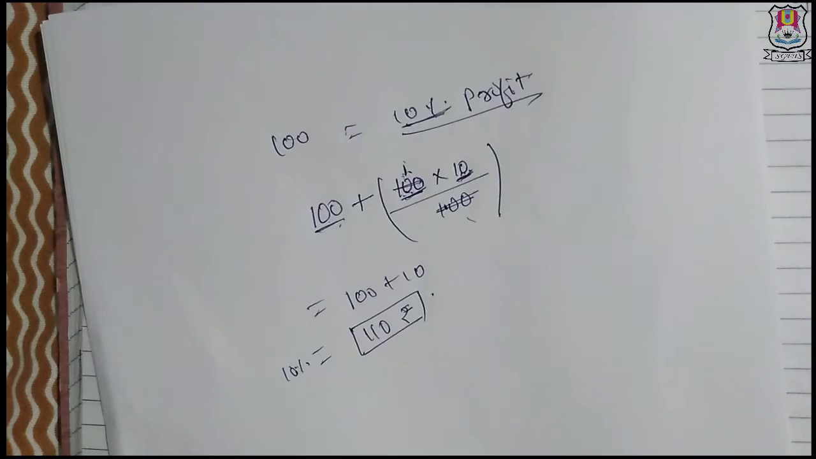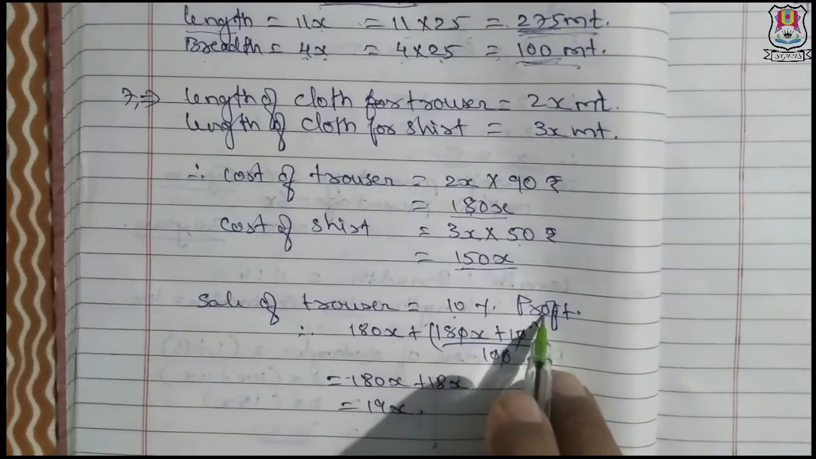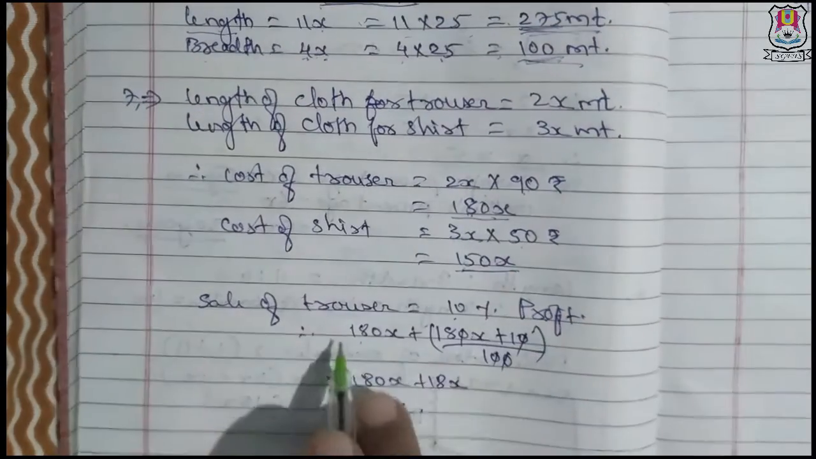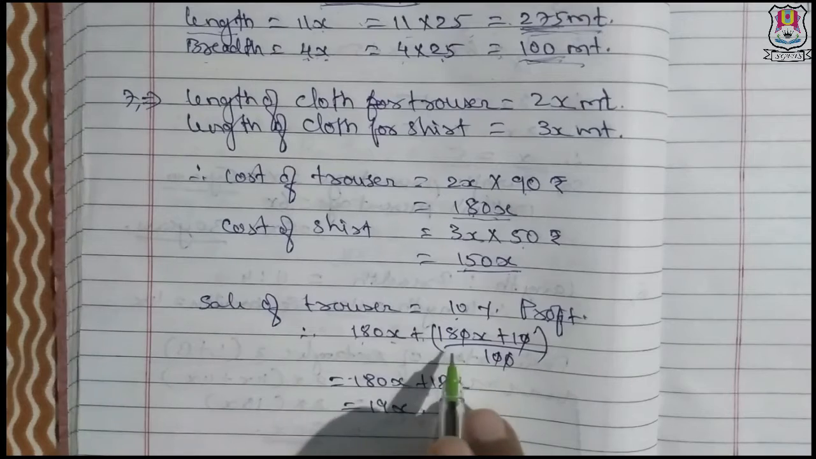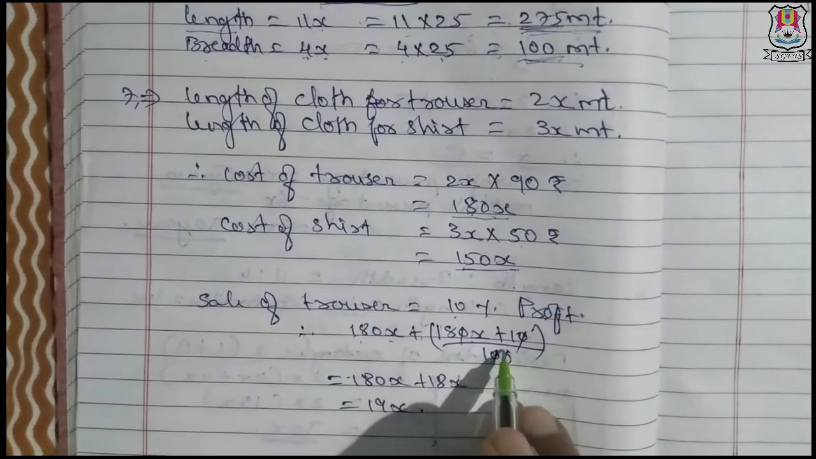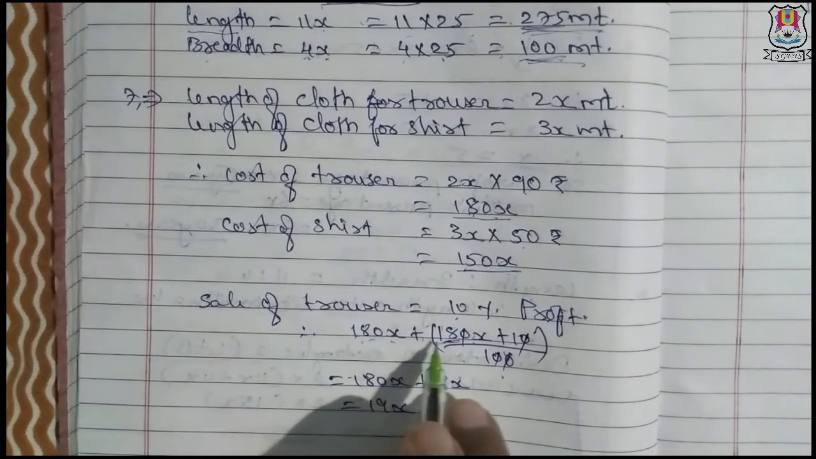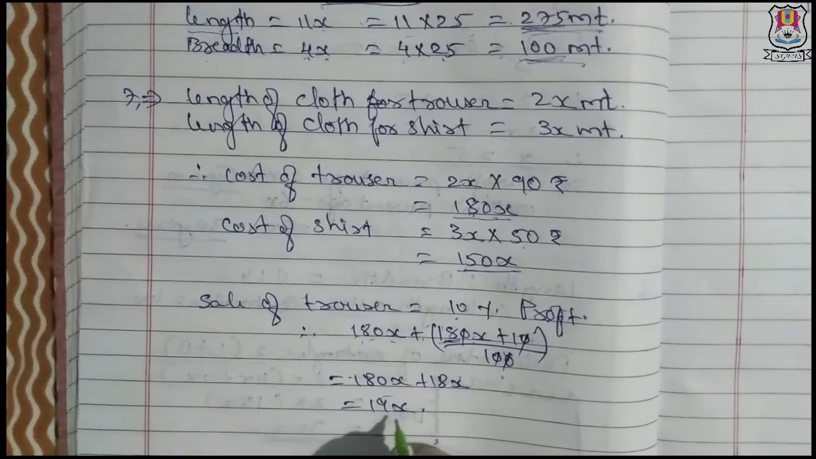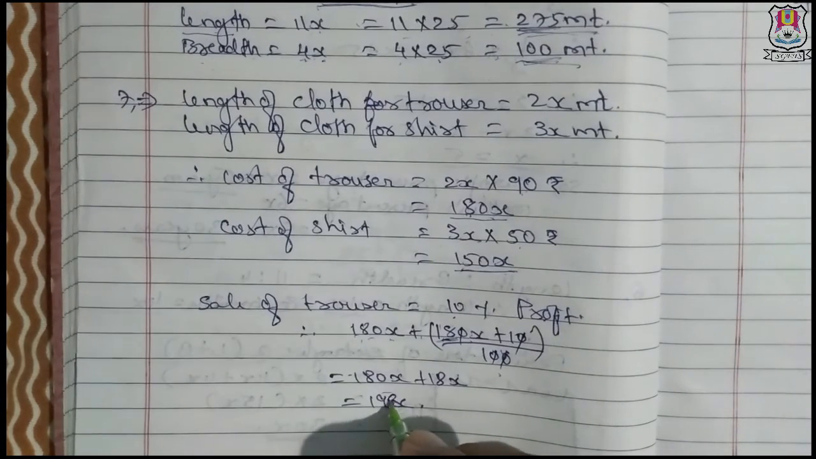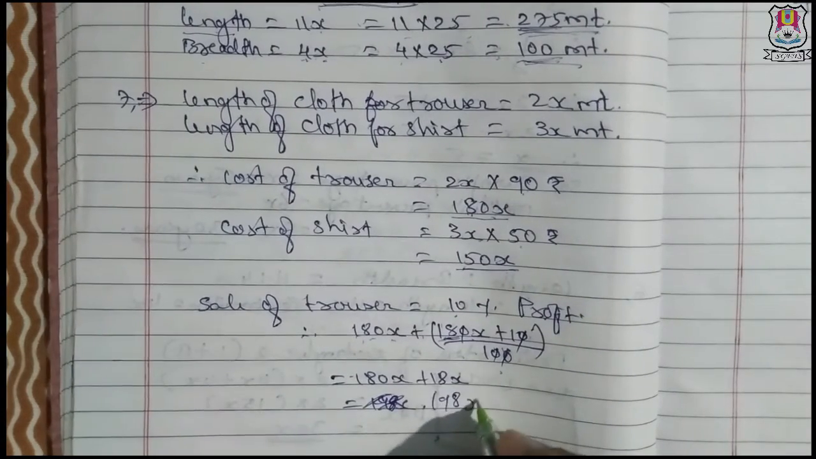In the same way, they are saying that the sale of the trouser is at 10% profit. So 10% profit on 180x of the trouser. So 180x plus 10% of 180x will be 180x plus 10 upon 100. If we cancel 0 and 0, what remains with us? 18. So 180 plus 18 will be 198x.